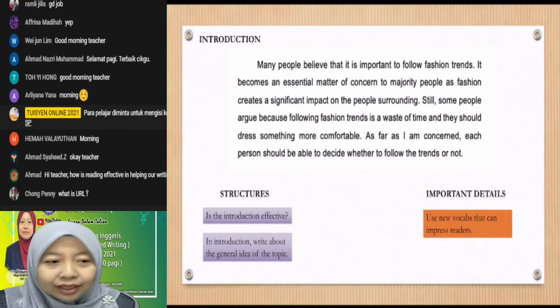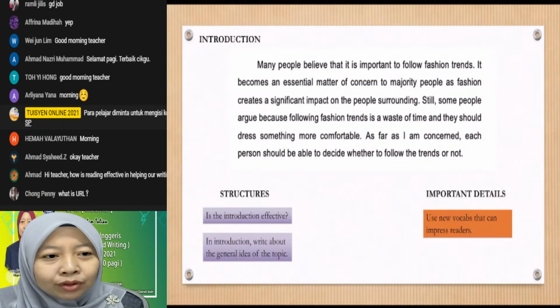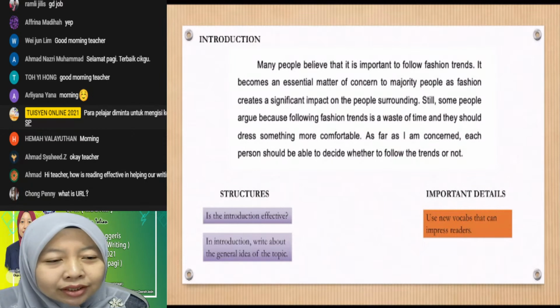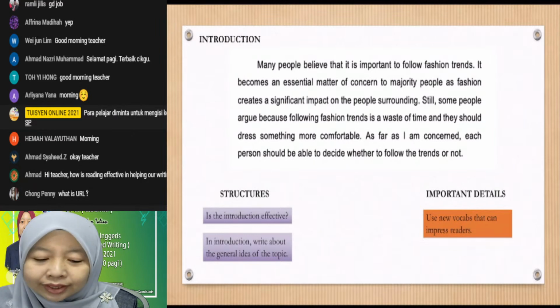Okay, Chong Penny, may I know what is the URL that you are referring to? Is it the URL where you can find the reading materials, or what?